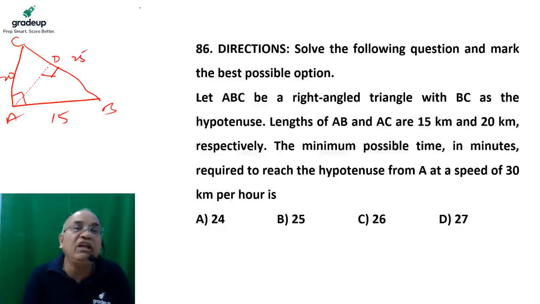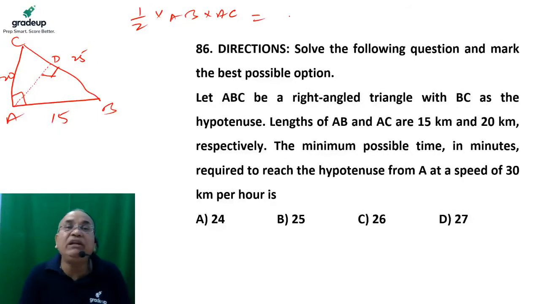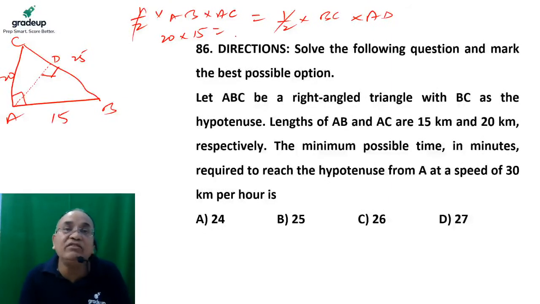As we know, the area of triangle ABC is nothing but half. If I take AB as base, then AC must be the height. And if we take BC as base, then AD must be the height. Okay, so half will get taken out by half. What is the length of AB? 20. What is the length of AC? 15. What is the length of BC? 25. What is the length of AD? AD needs to be calculated. So the length of AD is nothing but what? 20 kilometer.